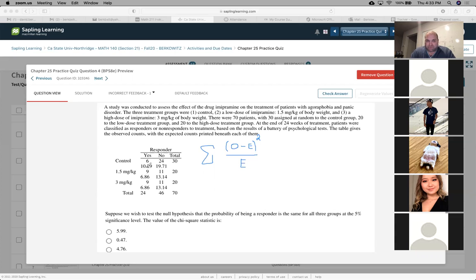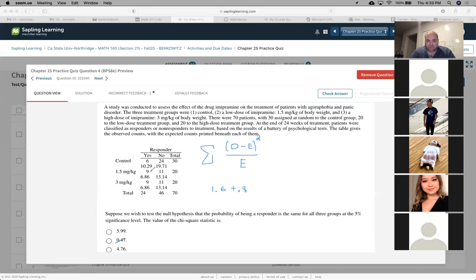6 minus about 10 is 4. 4 squared is 16. 16 over 10 is about 1.6. So the first one's about 1.6. Already this one's out. 24 minus 20 is 4. 4 squared is 16. 16 over 20 is a little less than 1. Let's say it's about 0.8. So now we're about 2.4.